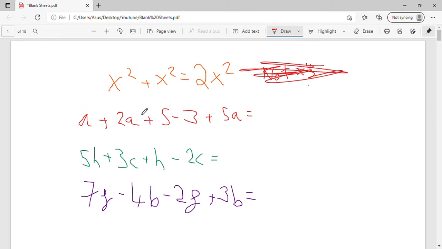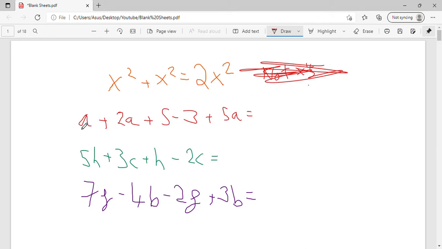Alright, here we have the next one: a plus 2a plus 5 minus 3 plus 5a. That's a lot of terms here. So, remember from our first video that a's and these numbers are different. They do not like each other. They are not friends, so you cannot put them together. You have to add the a's together separately and then add the numbers together separately.